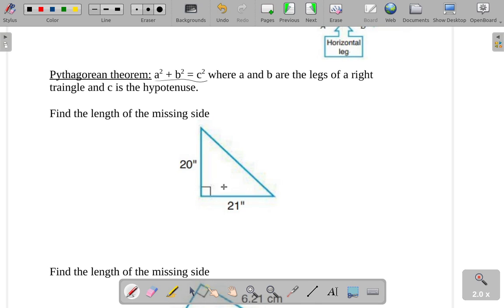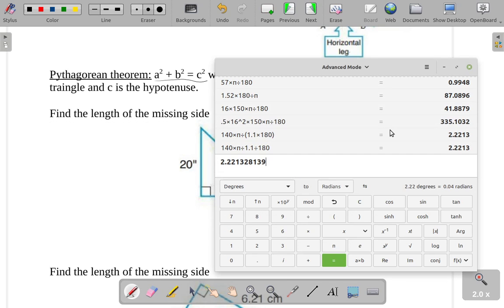So, for instance, in this example, if I said we had a triangle with a 20-inch leg and a 21-inch leg, and we're trying to find the length of the hypotenuse, then I could say, well, x squared is equal to 20 squared plus 21 squared. And that means that x should be the square root of 20 squared plus 21 squared. And that's relatively simple. That's something I can ask my calculator to do. I get square root of parentheses 20 squared plus 21 squared.